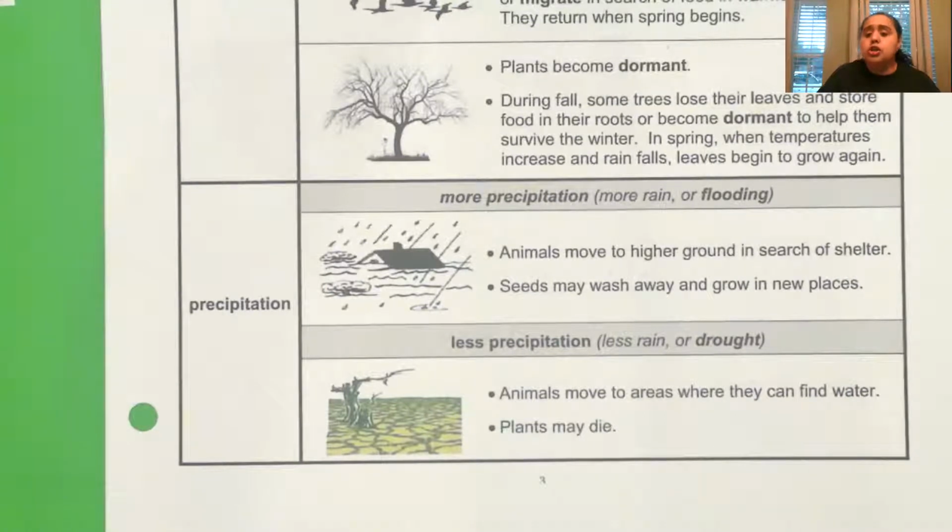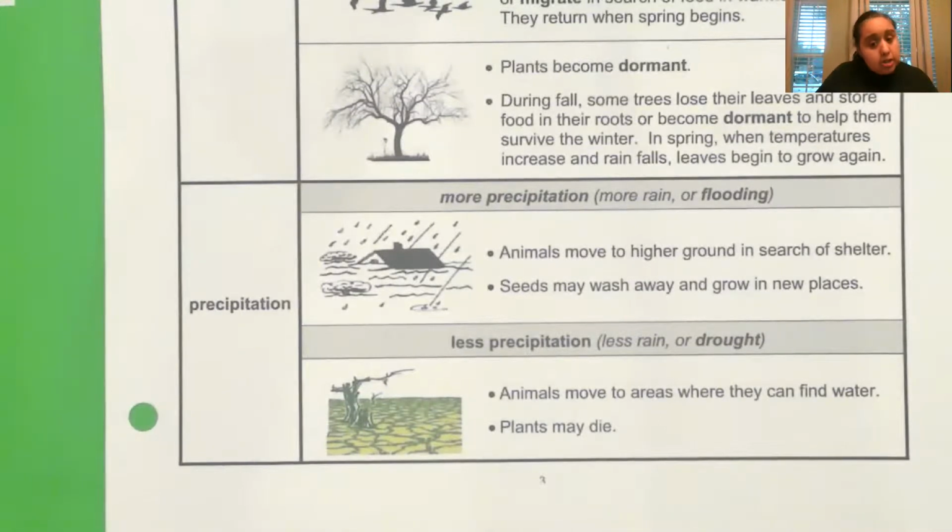How? Well, if there's a lot of precipitation, we know what happens here in Houston, flooding, you're right. So what happens to those animals that are in our environment during floods? Yeah, they have to move to higher grounds and search for shelters, right? Seeds may get washed away from all those plants that are underwater, and they might grow in new places. That is something good, right? Seed spreading, but not for animals, because animals are displaced from their shelters and they have to go find new shelters. Now, that's flooding. That's if there's a lot of precipitation.